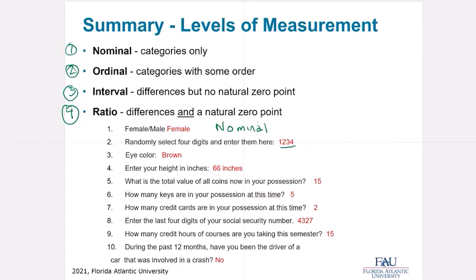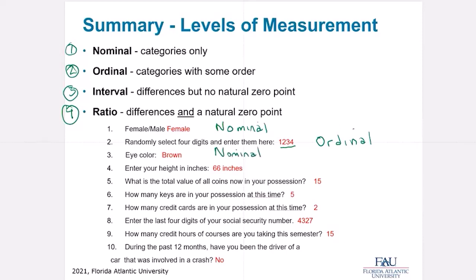We're going to go down to ordinal, which are categories with some order. This, I can put numbers in order, and I can make them into categories, but they don't have any meaning other than that they're a number. That would be ordinal. Eye color, well, I don't have any numbers, so I can't put them in any order. I'm just going to go all the way back to nominal. There's nothing I can do with this.